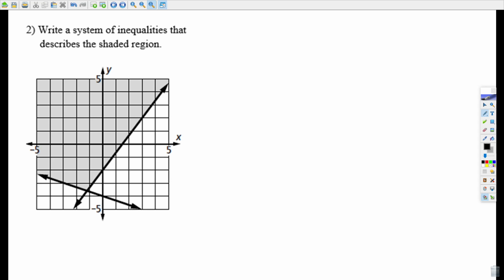If you see this one, there are 2 different lines, but there's only one shaded area. So I'm going to practice this one and then finish up. I'll do the first line here. These are both solid, so we're going to have equal signs on each one. See where it crosses the y-axis? That's at -2, I believe.